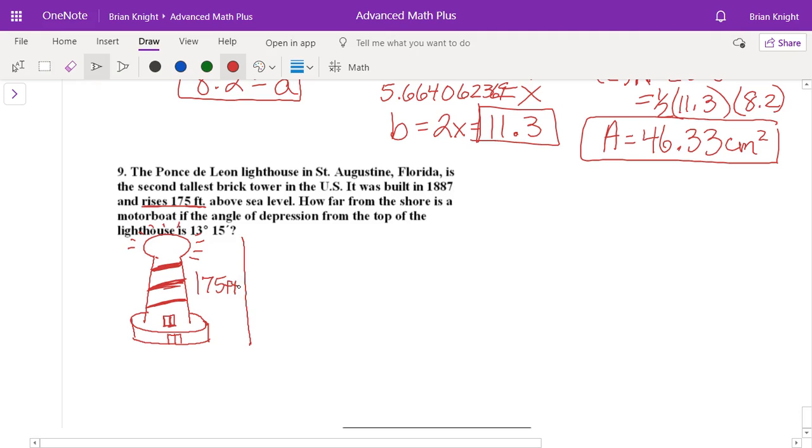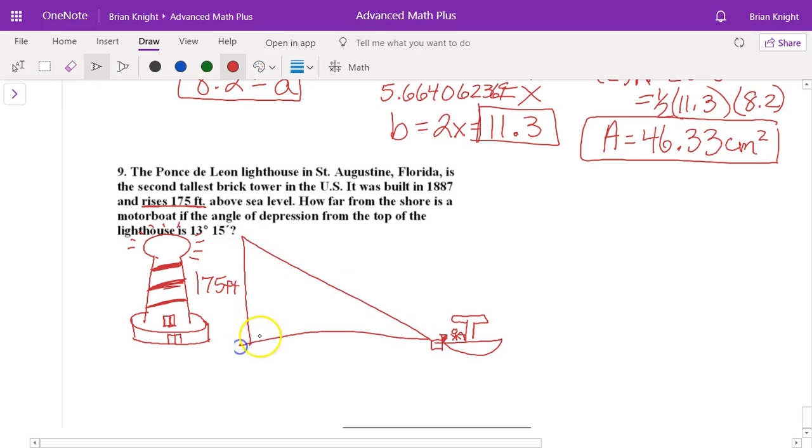How far from the shore is a motorboat? They made fun of my motorboat too, but oh well. Okay, it's got a little top to it, you know. Guy right here. That's his little steering wheel. Is that bad? That's not too bad, huh? That's not bad. All right.